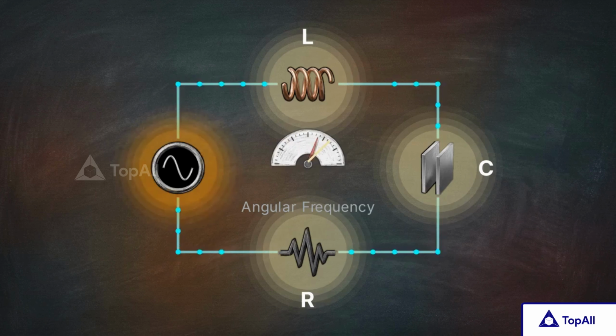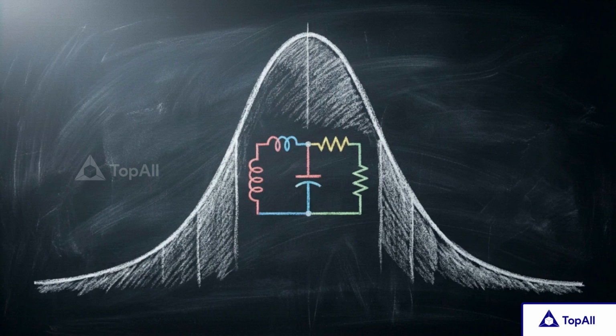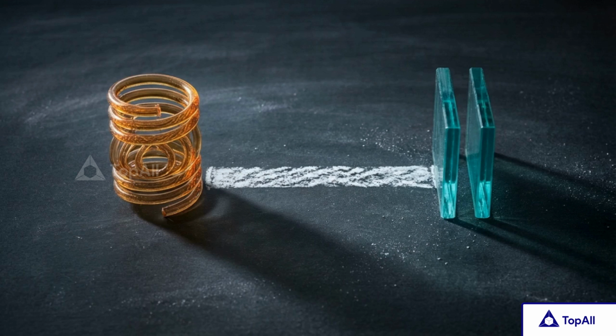This source drives electrons back and forth at a specific angular frequency, which is essentially the speed of the current cycles. Just like that playground swing, this specific loop of components has its own hidden natural rhythm. Finding this circuit's resonant frequency is the only way to achieve its maximum current response. But to get there, we have to navigate a mathematical tug-of-war happening inside the components themselves.